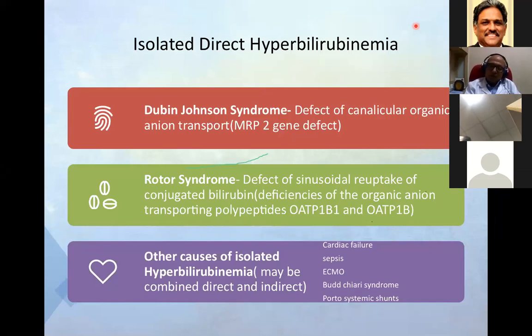The common things that we see, us being a cardiac institute, are patients with varied forms of cardiac failure. Patients who are on ECMO, extracorporeal membrane oxygenation, tend to have hyperbilirubinemia because of hypertransfusion and also because of hepatic congestion. There are patients who develop hyperbilirubinemia in sepsis, and in a chronic situation with Budd-Chiari syndrome, where there may be no other defects in the liver enzymes. The only clue might be hyperbilirubinemia. And in portosystemic shunts, where there is shunting of blood from the systemic to the portal circulation, bilirubin metabolism may not occur because of the shunting, and therefore bilirubin levels may rise.